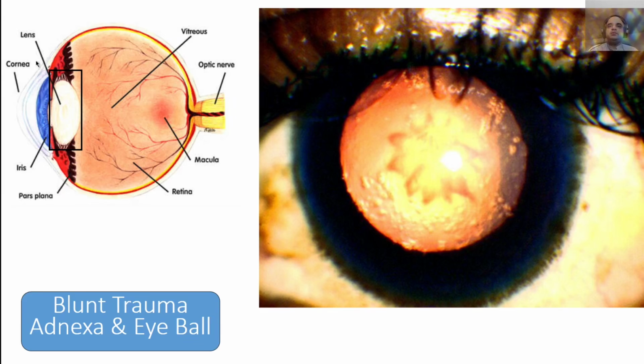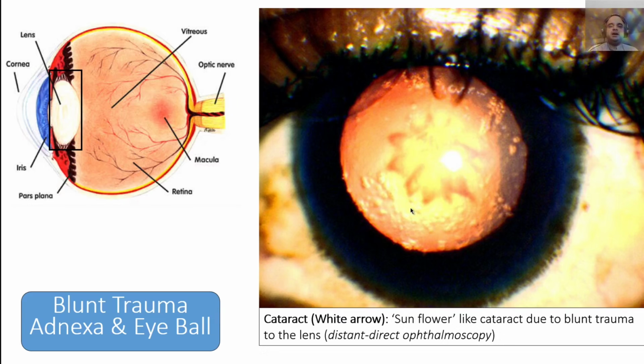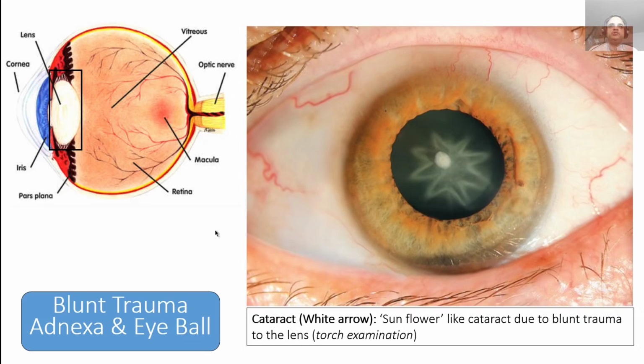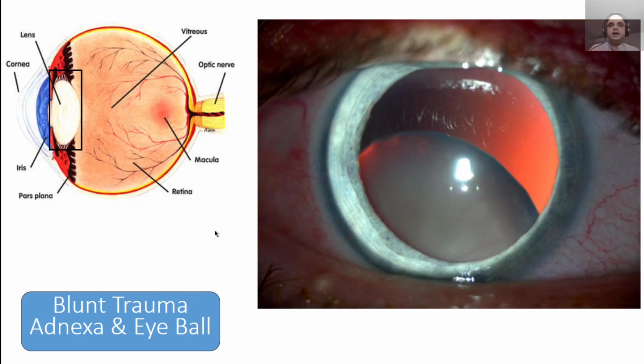We talked about damage to the iris. Behind the iris is the lens, and in the lens you can have a cataract, and this is a sunflower cataract. We've also seen this picture when we were talking about cataracts. This is on a distant ophthalmoscopic view. This is on a torch view. And the other thing that trauma can cause in addition to a cataract is a dislocation or subluxation of the lens.